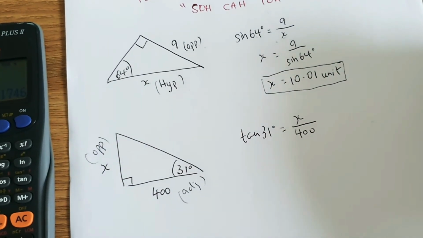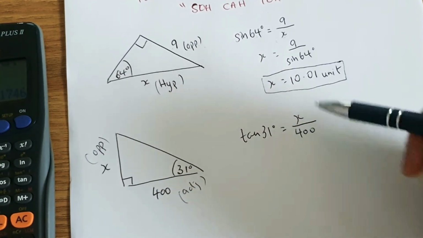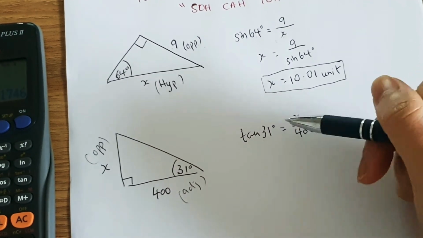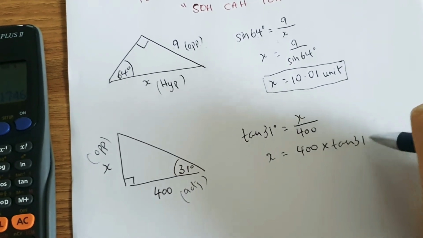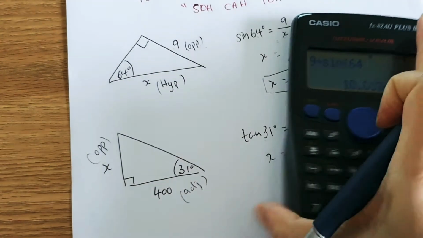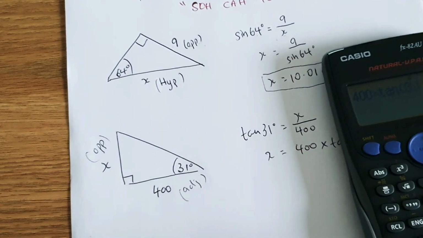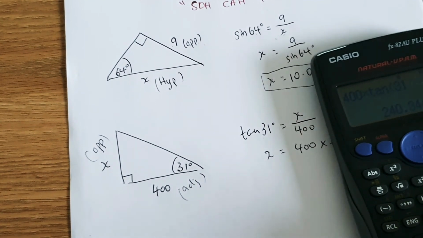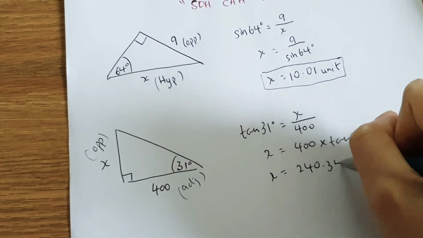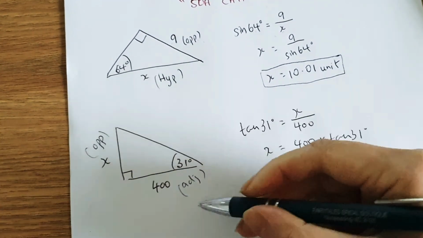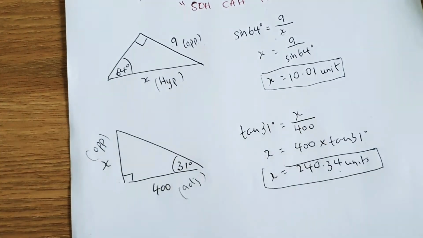400, and now all we do is solve for x. So to solve it, you just multiply both sides by 400, or you move the 400 over to the other side and multiply. So x is equal to 400 times tan 31, and you just type it into the calculator. So 400 times tan 31 degrees gives 240.34. So x is equal to 240.34, and whatever units it's going to be. If it's in meters, this would be in meters as well. So the unknown length, this one here, is that. And that's all it is.